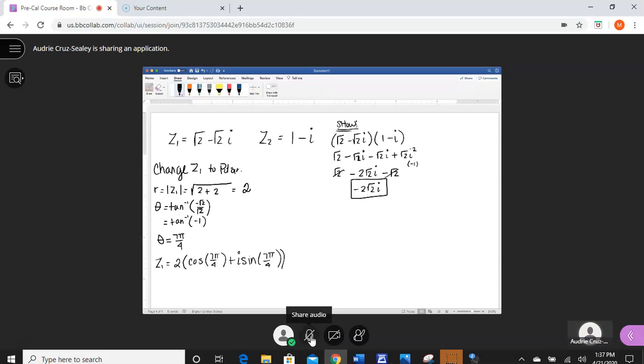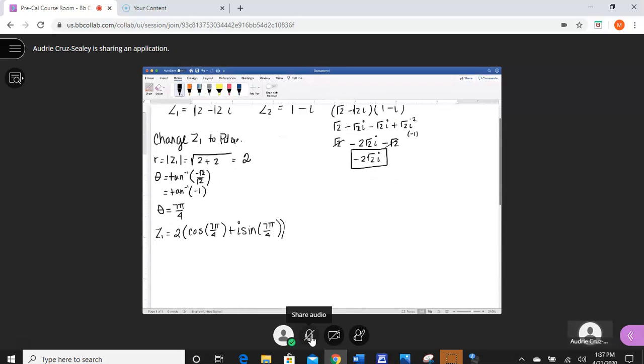All right, let's do Z2. Ready for Z2? Now what we're going to do is change Z2 to polar. If I do that, R equals the absolute value of Z2, which would be the square root of 1 plus 1, which is the square root of 2.